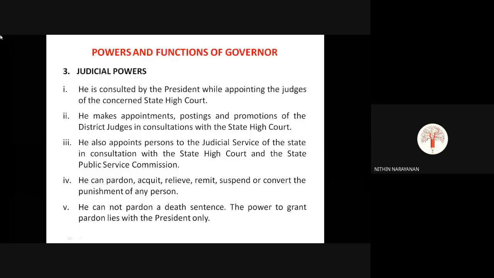ബട്ട് ഇൻഡിവിജ്വൽ ആയിട്ട് കുറെ ജുഡീഷ്യറി പവേഴ്സ് കുറെ പേർക്ക് ഉണ്ട്. പ്രസിഡന്റ് ഈസ് ഹാവിംഗ് സർട്ടൻ ജുഡീഷ്യറി പവേഴ്സ്. ഗവർണേഴ്സ് ഇൻ ഈച്ച് സ്റ്റേറ്റും ഹാവിംഗ് സർട്ടൻ ജുഡീഷ്യറി പവേഴ്സ്. സോ അതാണ് ഇവിടെ പറയുന്നത്. He can pardon, acquit, relieve, remit, suspend or convert the punishment of any person. So that is one of his judiciary powers, but he cannot pardon a death sentence. വധശിക്ഷ ക്ഷമിക്കാനോ അതിനെ ഒന്നുകൂടി പരിഗണിക്കാനോ ഉള്ള പവർ ഗവർണർക്കില്ല.